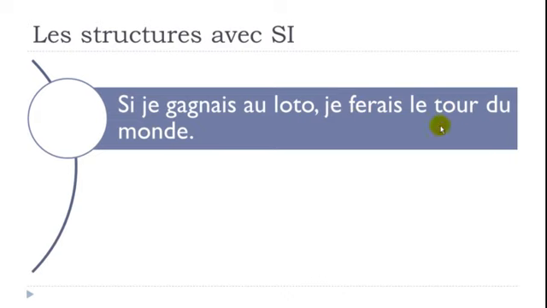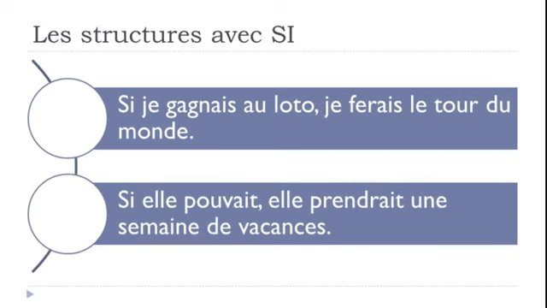So I would travel around the world, but in French we would say je ferais le tour du monde. The idea is that here it's a desire, something that you would like to do, but maybe it would happen, but you're not sure about that. So si je gagnais au loto, je ferais le tour du monde. And then the second example, si elle pouvait, elle prendrait une semaine de vacances.